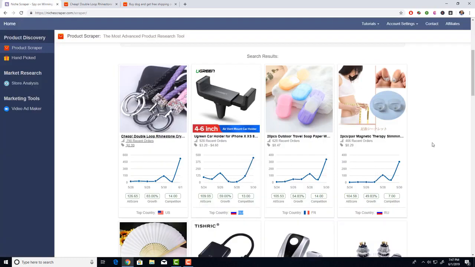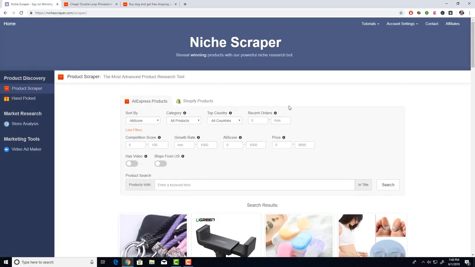All right, so that's all the search results. Now let's talk about how you can use this to your advantage. So when you scroll up, you can see all these different metrics, and you can recognize some of them here: competition score, growth rate.